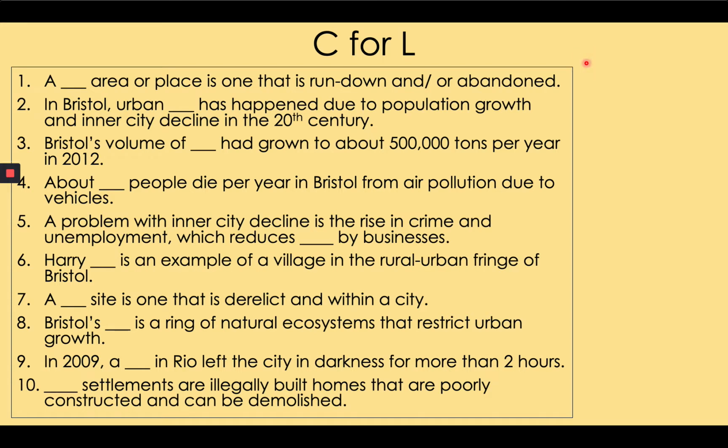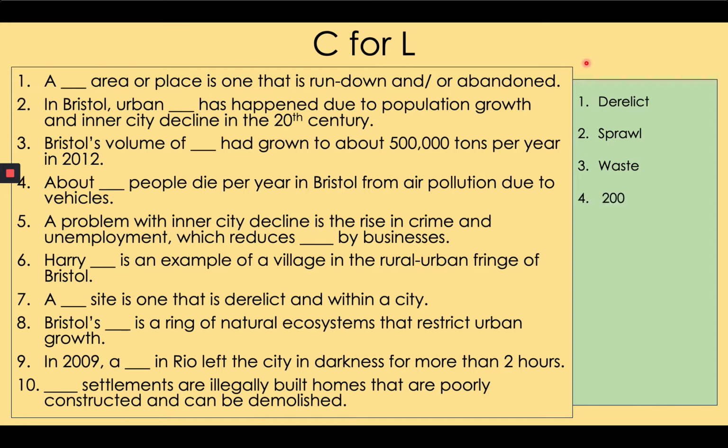Number 1. A derelict area or place is one that is run down and or abandoned. 2. In Bristol, urban sprawl has happened due to population growth and inner city decline in the 20th century. 3. Bristol's volume of waste had grown to about 500,000 tonnes per year in 2012. 4. About 200 people die per year in Bristol from air pollution due to vehicles. 5. A problem with inner city decline is the rise in crime and unemployment, which reduces investment by businesses.